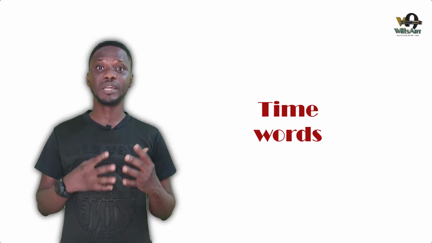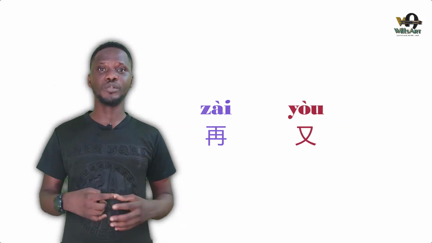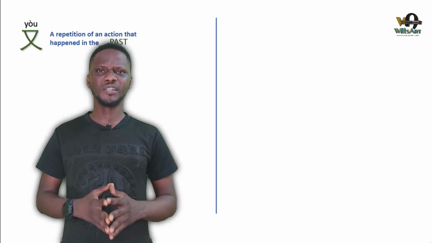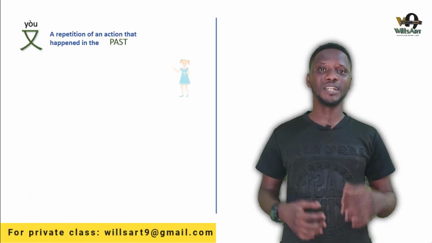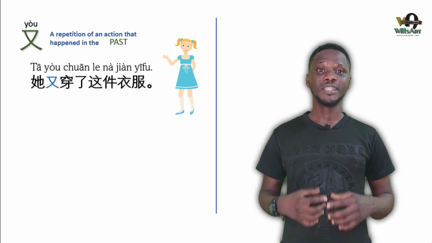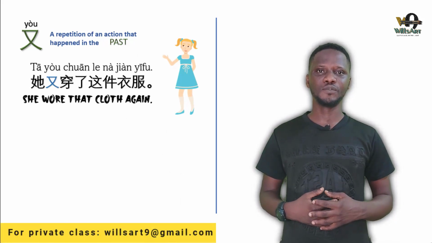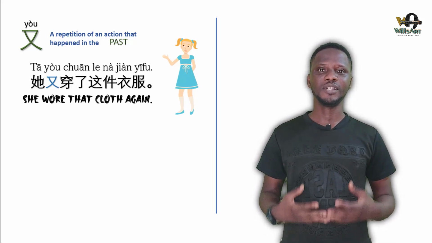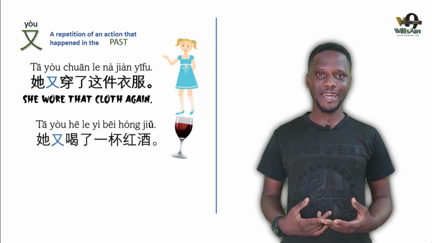So apart from using some adverbial clauses of time to indicate that the action has taken place or not, just using the word 又 or 再 in a sentence already indicates that the repetition of that action has passed, or the repetition of that action is going to be in the future. So you can just simply say 她又穿了那件衣服。Which means she wore that clothing again.